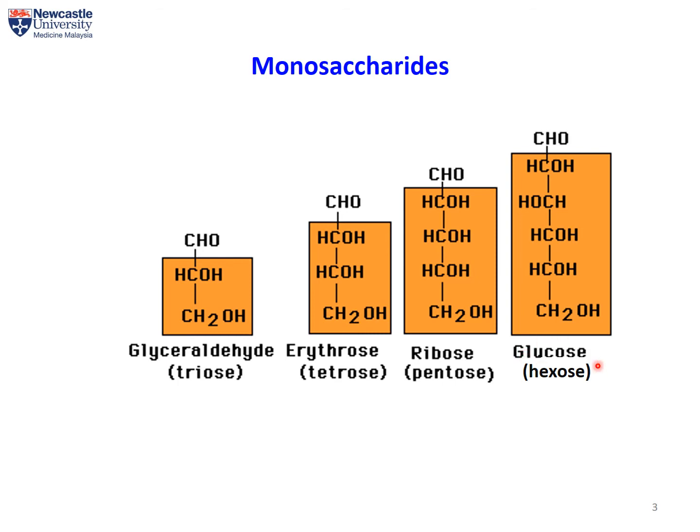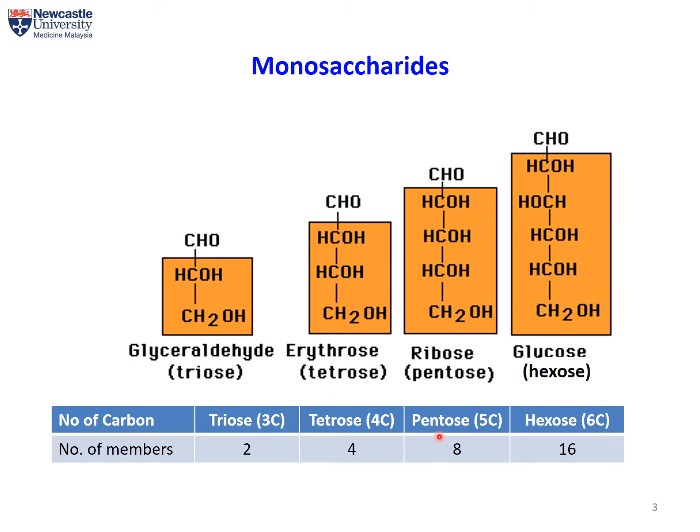So one more thing to point out is that as the number of carbon increases, you will see that the number of members within that monosaccharide family increases as well. This is due to the presence of sugar isomers. So we will come back to this part later.